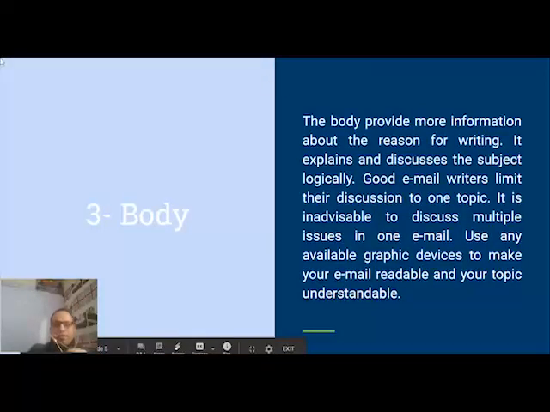Because as you know, the utmost objective of our emails or our letters is to make our message go through. And we need to make use of any available materials or any available devices to achieve that level of clarity and that level of readability.